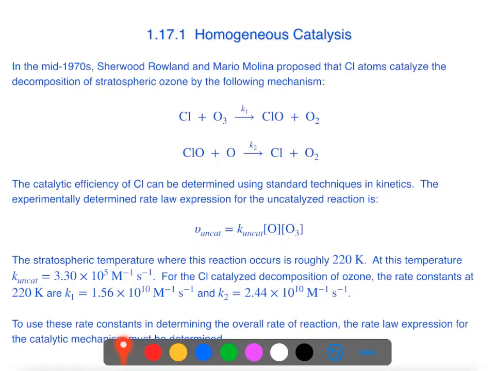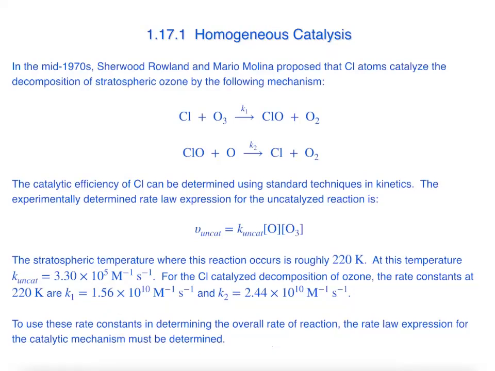Now, the stratospheric temperature where this reaction occurs is roughly 220 Kelvin. At this temperature, the uncatalyzed rate constant is equal to 3.3 times 10 to the 5 molar minus 1 seconds minus 1. However, for the chlorine catalyzed decomposition of ozone, the rate constants at 220 Kelvin are as follows. K1 was found to be 1.56 times 10 to the 10 molar minus 1 seconds minus 1, and K2, same order of magnitude, 2.44 times 10 to the 10 molar minus 1 seconds minus 1.